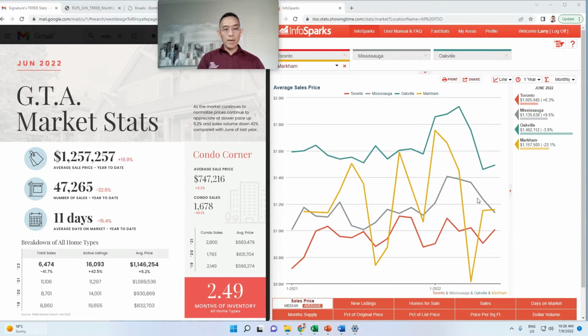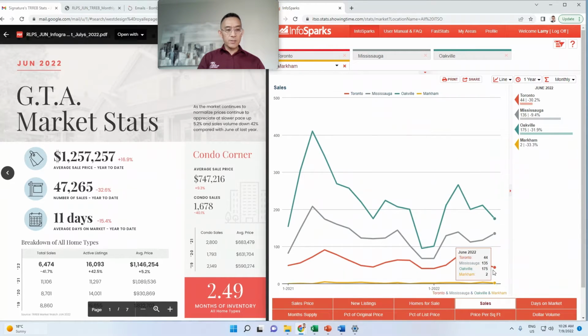so many things happening. However, the sales in the last month dropped a lot: Toronto lost 30%, Mississauga 10%, Oakville 31%, Markham 33%.